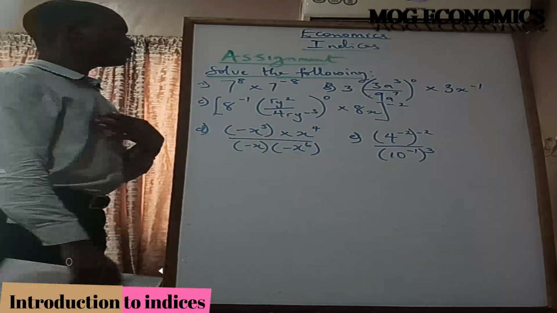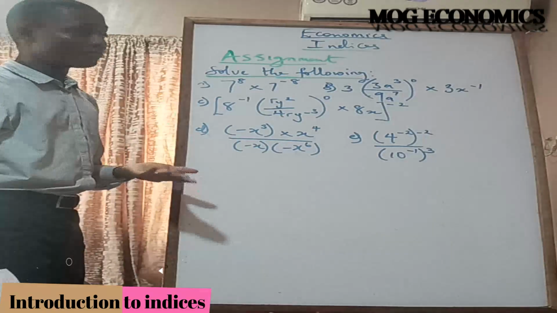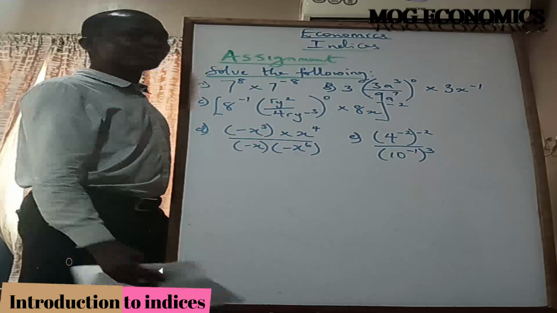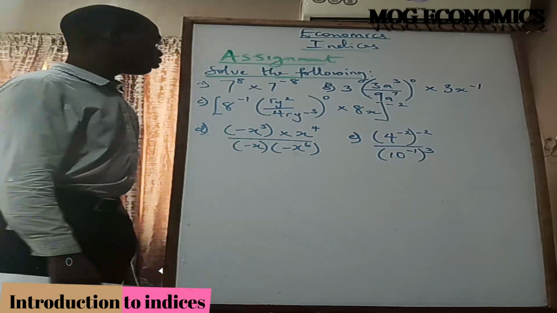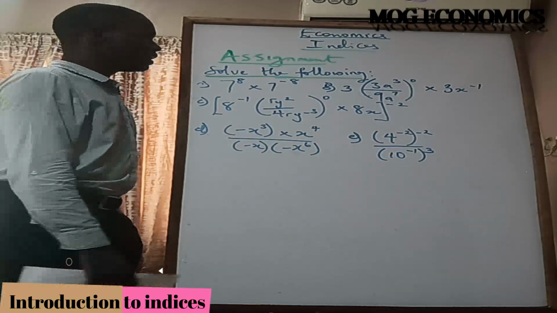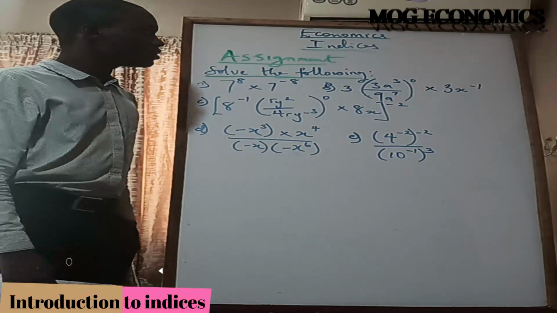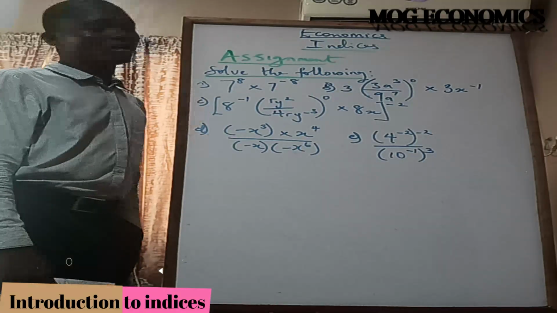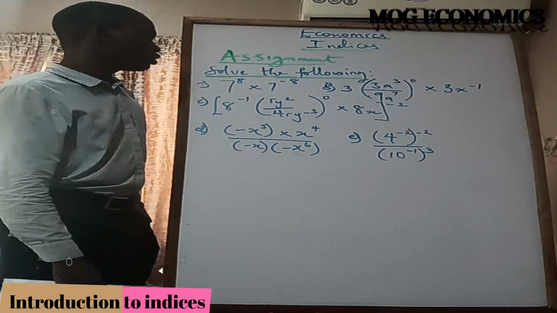So here we go with the very beautiful assignment. There are just 5 of them. Simplify them to their lowest form, just like the exercises that we did. So A, 7 raised to power 8 times 7 raised to power minus 8. Then B, 3 into brackets 3 raised to power 3 over 9 a raised to power 7. Then x raised to power 0 times 3x raised to power minus 1.